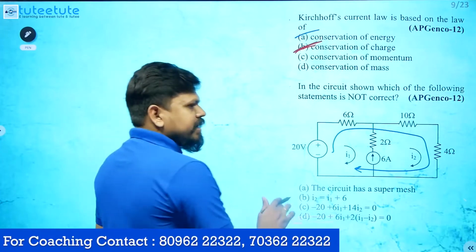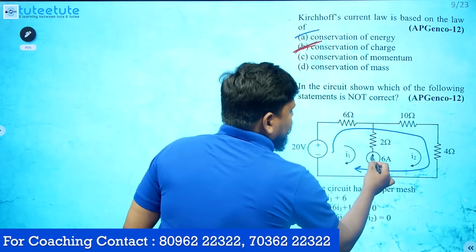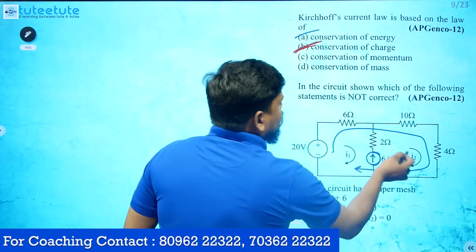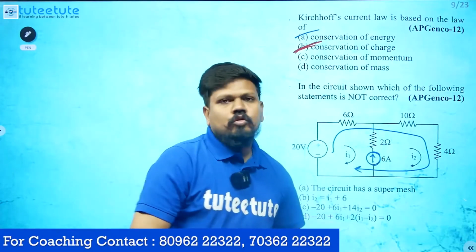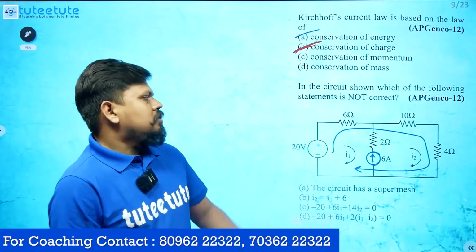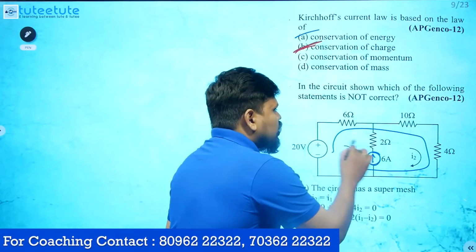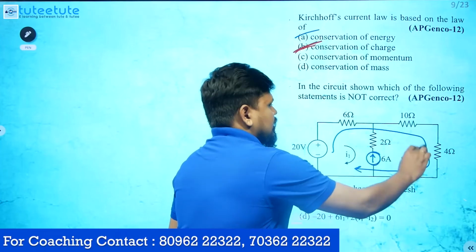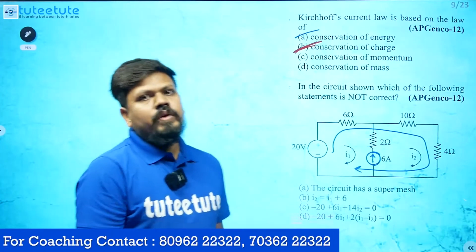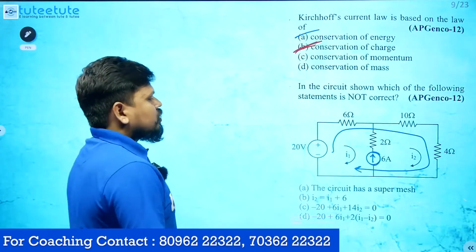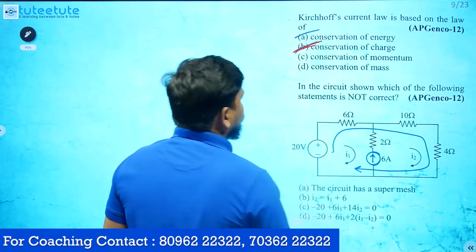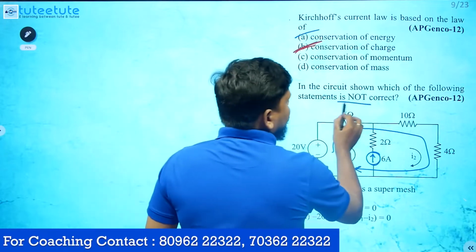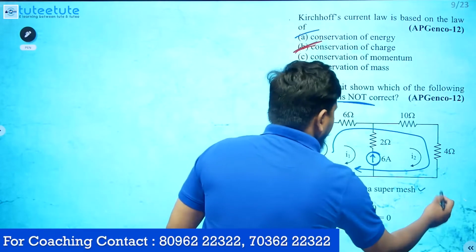Whenever a current source is present directly between two meshes, we cannot write down the individual mesh equations directly. A combined mesh equation we have to write down, and that is nothing but a super mesh. So the circuit has a super mesh. This is a correct option only. They are asking which statement is not correct, and this is a correct statement.